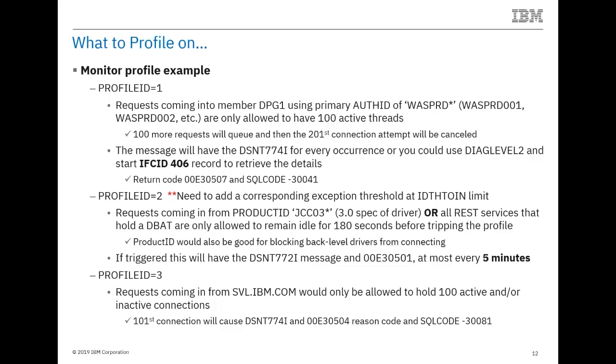So if you have a denial of service attack and you got 40,000 connection requests coming in, you're going to have 40,000 messages in the job log. So if you don't like that, you can back it off to a DIAG level 2, right, when you insert that row into the profile table. And then you're going to start the IFCID 406. And then once that's started, you can run a trace against it, and then you'll see each and every occurrence of this thing without having to fill up the job log. And I think we've covered the rest of the information on here.